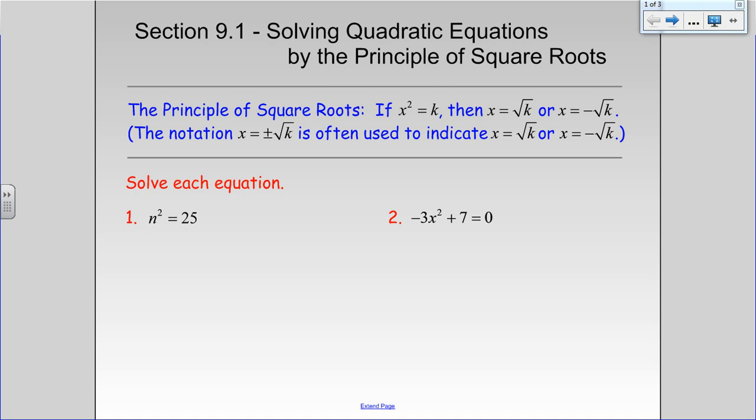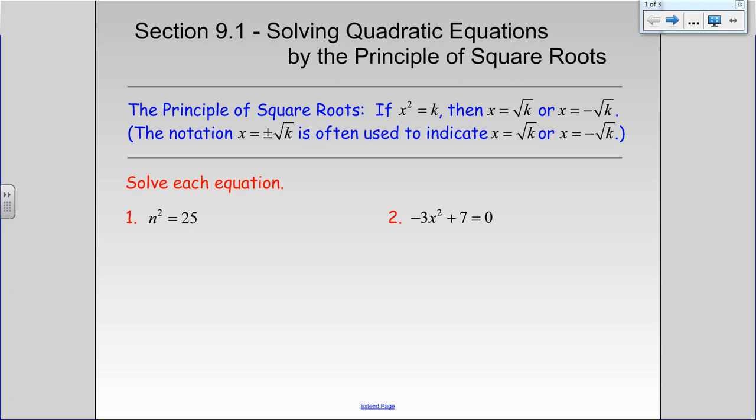Section 9.1 of your textbook covers a method of solving quadratic equations by using the principle of square roots. The principle of square roots states that if x squared equals some number, then x must be a square root of that number. Or expressed algebraically, if x squared equals k, then either x equals the square root of k or x equals the opposite of the square root of k.